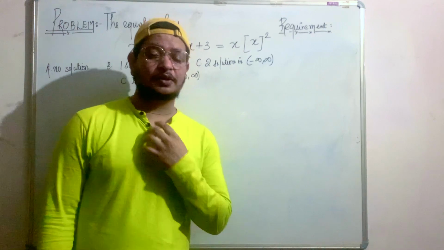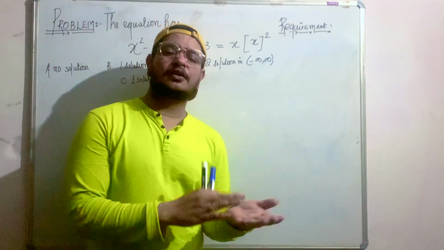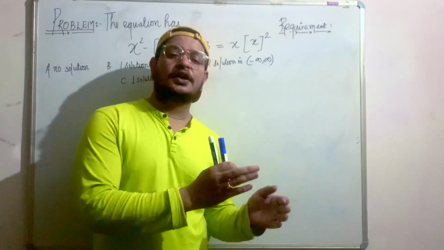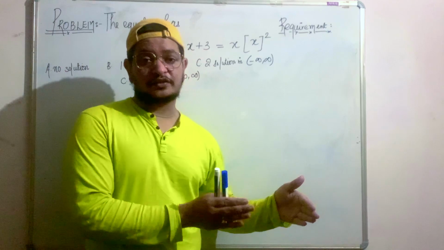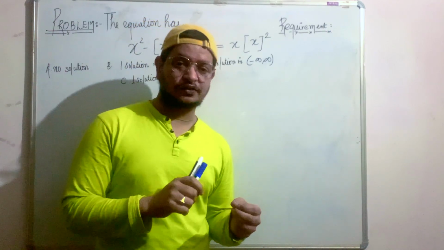Now, this problem is from quadratic equation. The question is simple. In this one, we are combining the concept of quadratic equation and the concept of the greatest integer function. And we will use the property of the greatest integer function in order to solve this question.